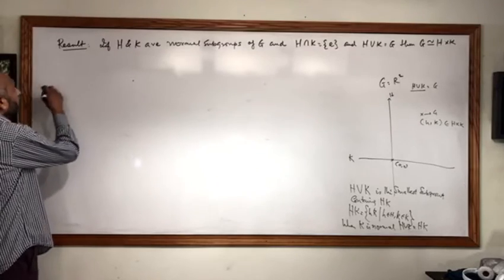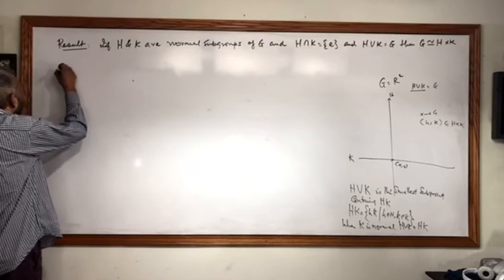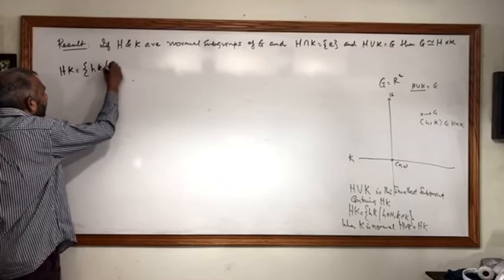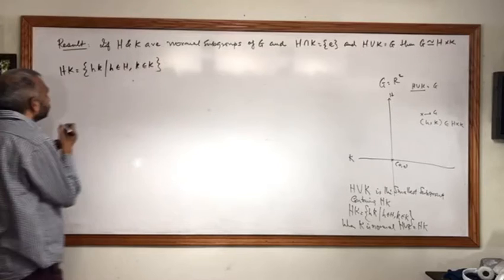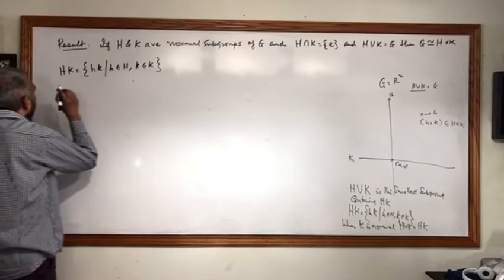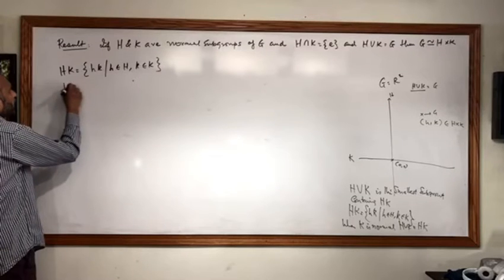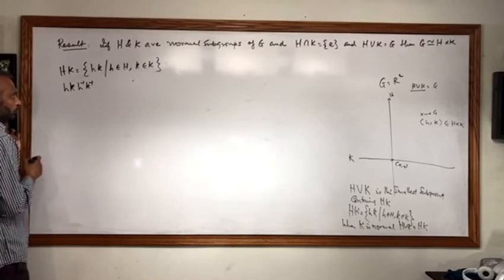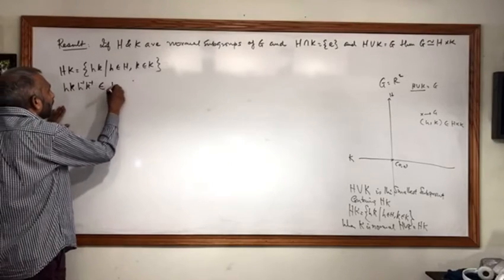So let us define HK here. HK is equal to {hk such that h belongs to H, k belongs to K}. Okay. Now we will take a commutator element, h k h inverse k inverse. This actually belongs to H.